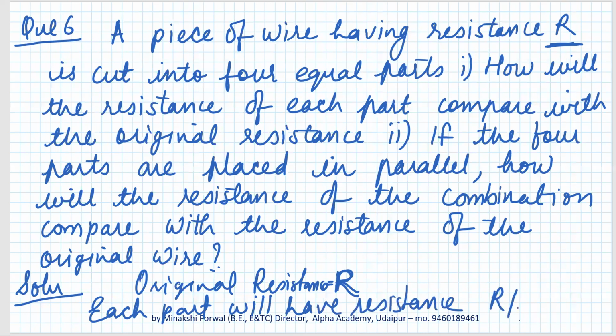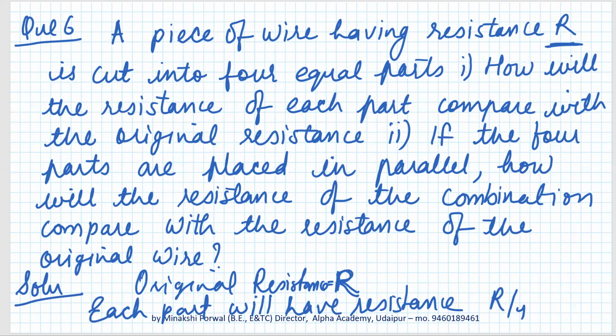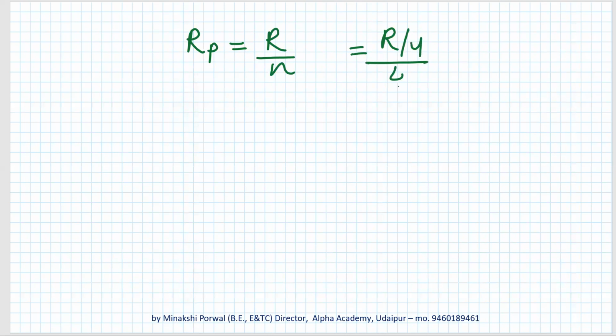R by 4. Then the second part: if the four parts are placed in parallel, how will the resistance of the combination compare with the resistance of the original wire? We have seen that if four resistances are connected in parallel and each of them is equal, we have a shortcut formula, Rp equals R by N, where R is the value of each resistance. So it is R by 4 and 4 resistances are there. So it will be R by 16.